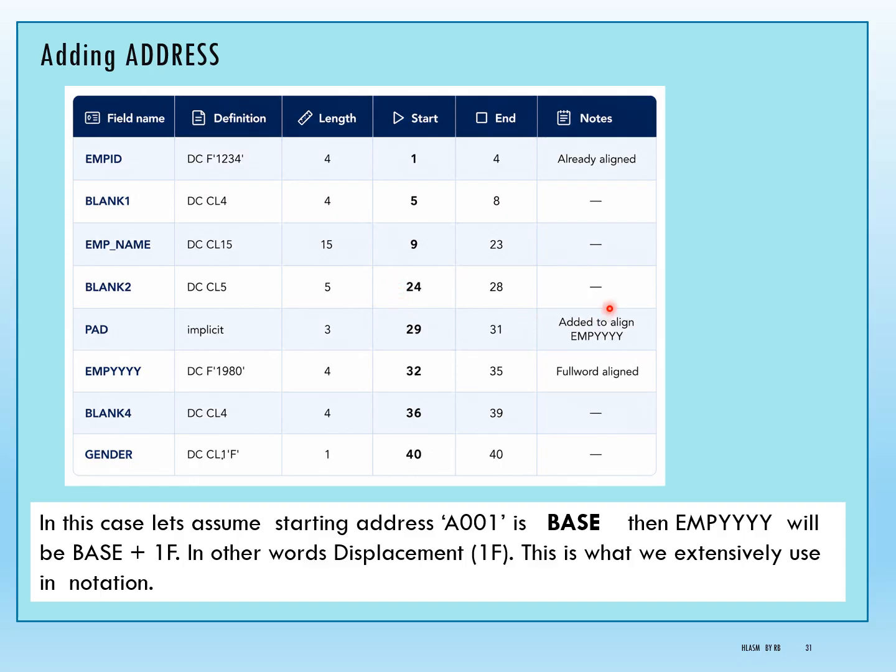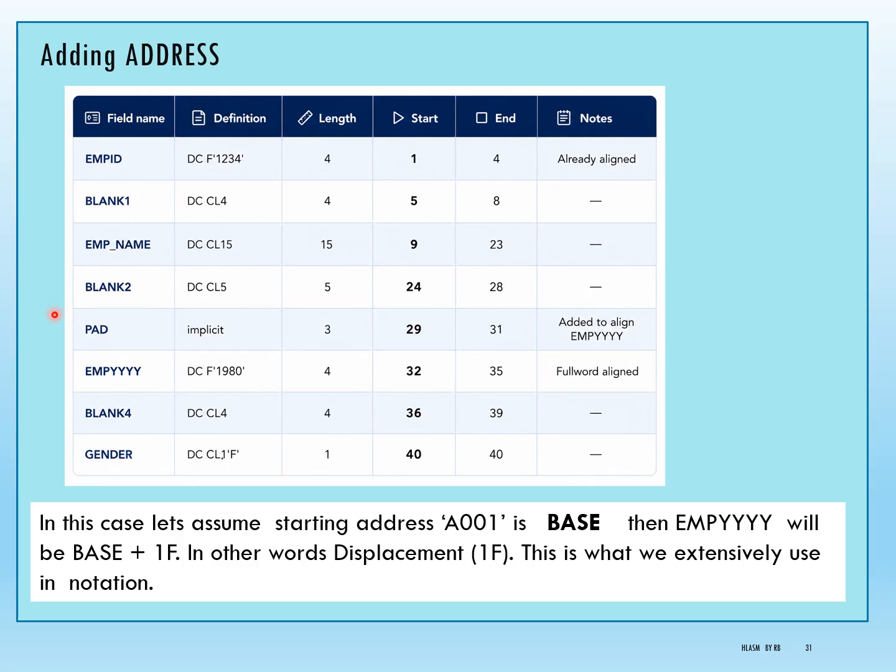Till now it is fine. Here when we end up at A01C, ideally emp YYYY should have started at A01D, but it is a good notation. In fact, the program will run. Sometimes the older programs will abend, but it is better you always force align it.